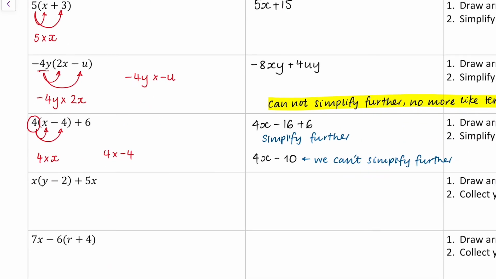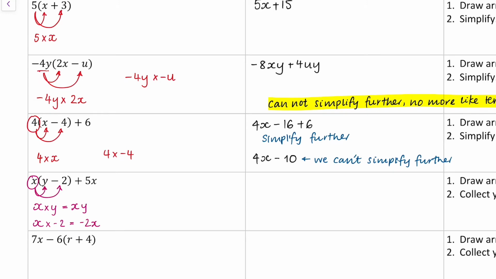Alright, so let's take a look at the next question. So now we've got x times y minus 2, close the bracket, plus 5x. So here I'm going to expand the bracket by multiplying those two together. So I've got x times y, then I've got x times negative 2, and then I've got the plus 5x.